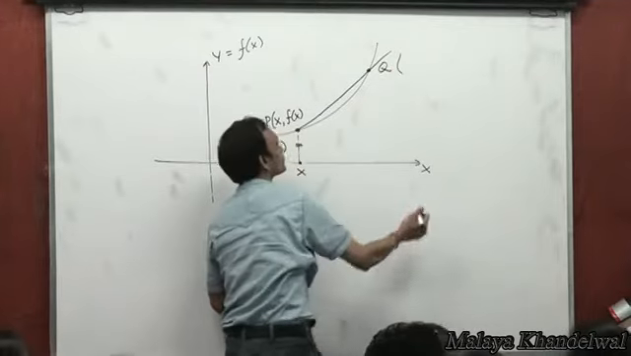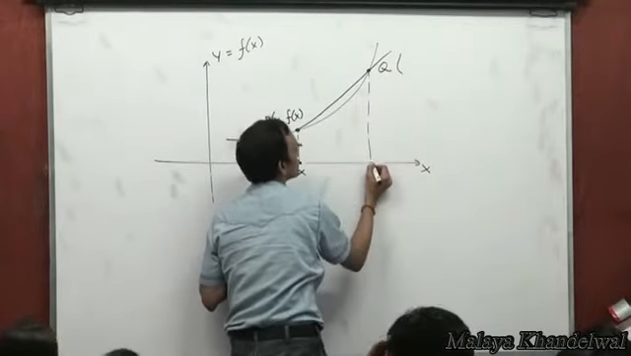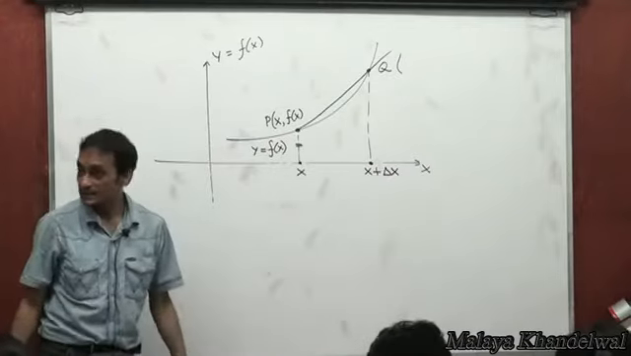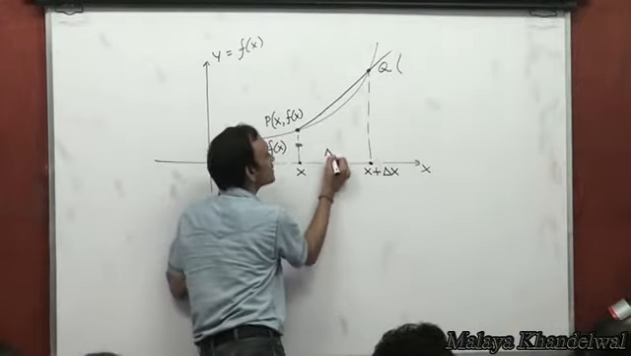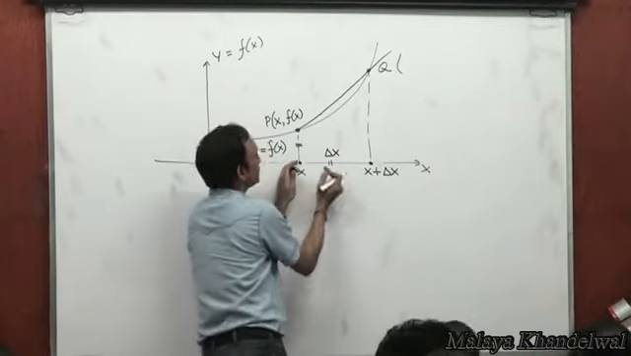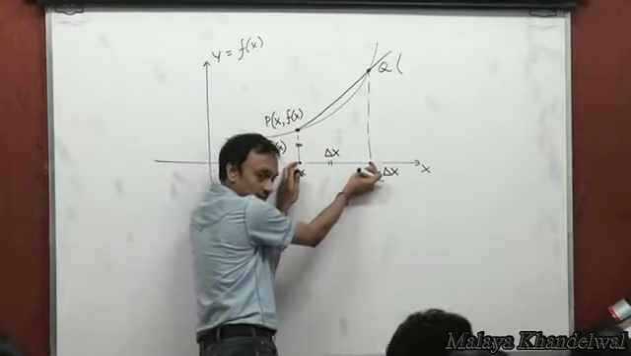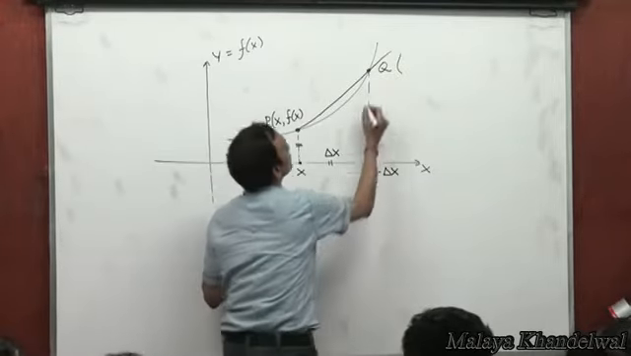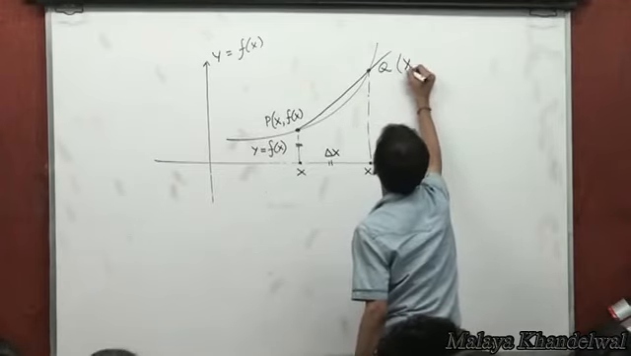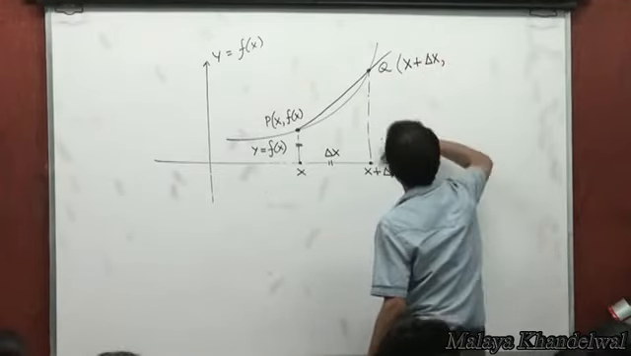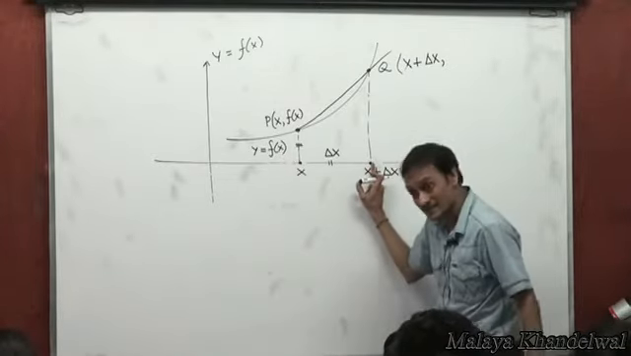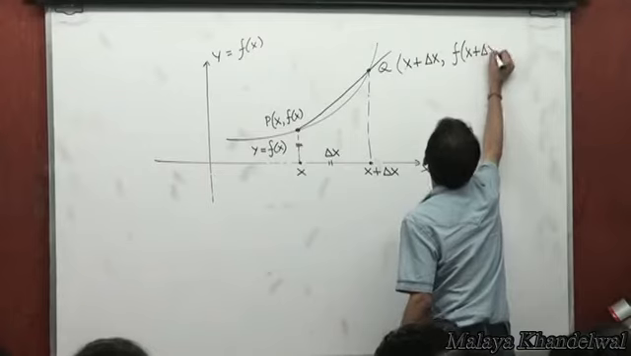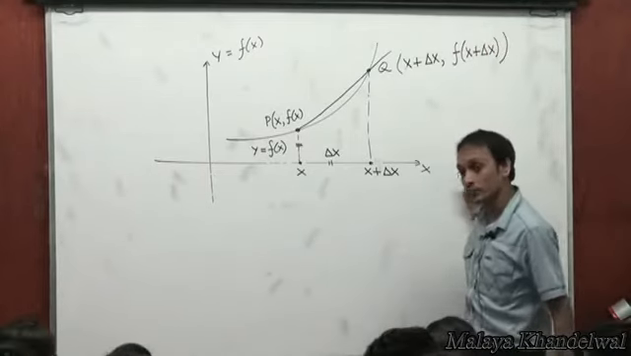Think of the point Q, which has its x coordinate as x plus delta x, where this length is delta x. If this is x plus delta x, that means this length must be delta x, the change in x, final x minus initial x, right? That's the change in x. So the x coordinate of Q is x plus delta x. Again, to get the y coordinate, you will have to apply the rule f on x plus delta x. So the y coordinate would be the value of the function at x plus delta x. That would be the y coordinate of the point Q. Clear?